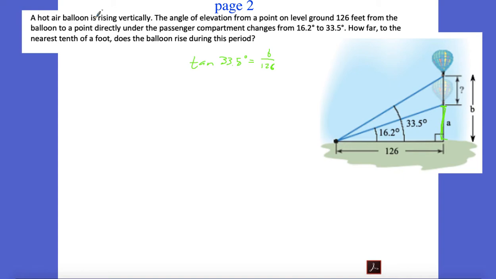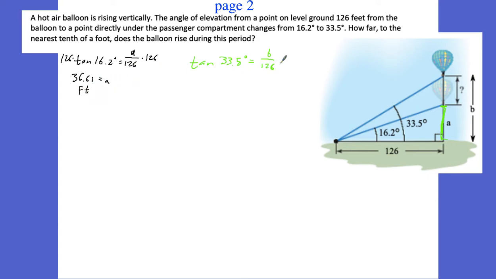Then we'll do the same thing to solve for a, but instead it'll be tangent of the smaller angle, 16.2 degrees, equals a over 126. Multiply both sides by 126, and we get that a is 126 times the tangent of 16.2. And we get 36.61. So 36.61 equals a, that many feet.